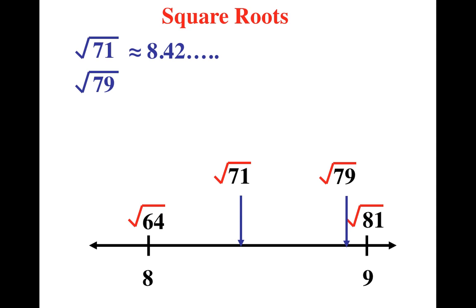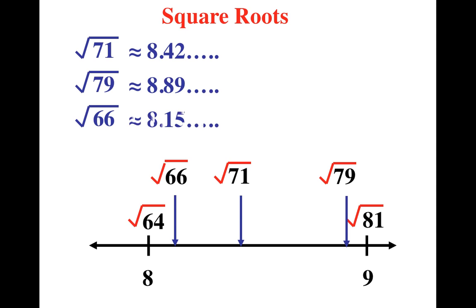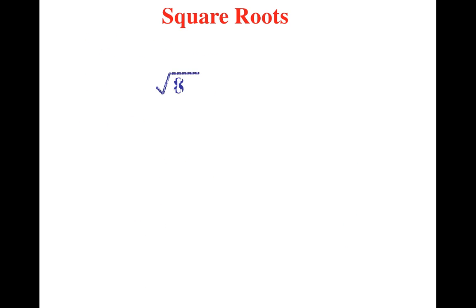So, where would this one be? What did you get? Take a guess. Did you get 8.89? You're like, no, I got 8.9 something. That's okay, you're close. What about this one? 8.12? 8.15. So close. Hopefully you're noticing that you can estimate where these are simply by knowing where they would fall on the number line.